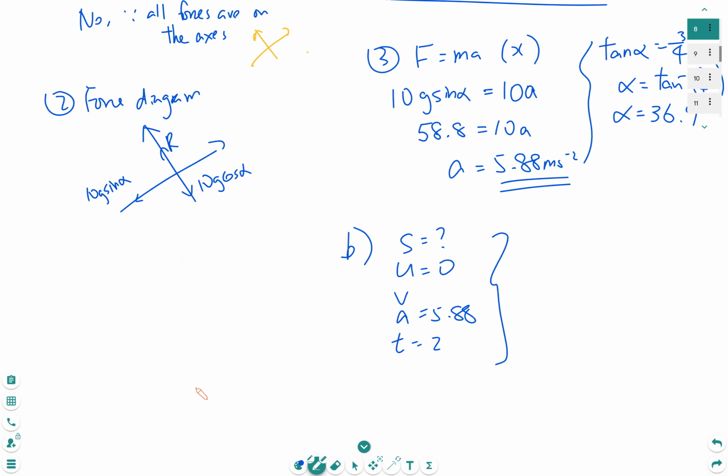So hopefully you remember these formulae. They are given in the formula booklet. So you're going to use S equals ut plus half at squared. So S equals 0 times t plus a half times 5.88 times 2 squared, which if you put it in a calculator, you'll get S equals 11.76 meters.